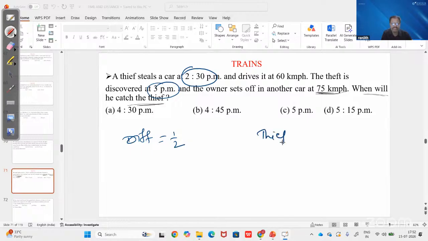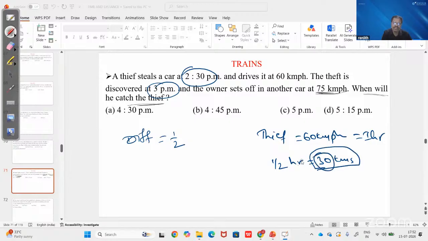So thief speed will be equal to 60 kilometers per hour. 1 hour equal to 60 kilometers. Half an hour equal to 30 kilometers. We need to chase these 30 kilometers only. So in half an hour, he can cover 30 kilometers of distance, where thief speed is 60 kilometers, owner speed is 75 kilometers. Both of them are running in same direction.